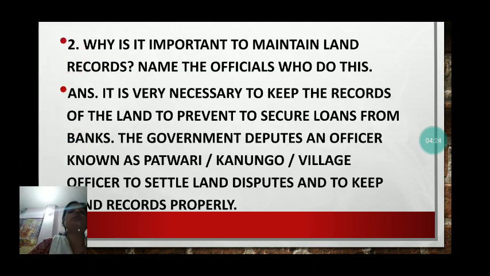The next question is, why is it important to maintain land records? Name the officers who do this. It is very necessary to keep the land records to secure loans from banks. The government deputes officers like Patwaris, Kanungos, village officers to settle land disputes and to keep the land records properly. So these are the officers who maintain the land records.